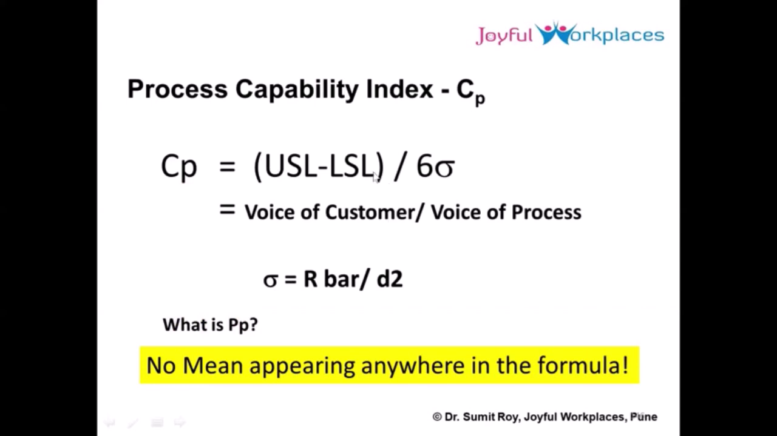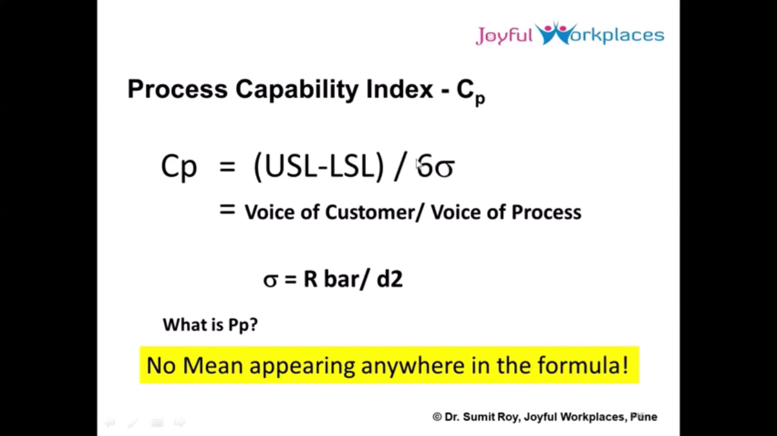As I told you, 6 sigma is nothing but the difference between the upper control limit and the lower control limit. What is the upper control limit? X bar plus 3 sigma. What is the lower control limit? X bar minus 3 sigma. So upper control limit minus lower control limit is what? X bar gets cancelled. So 3 sigma plus 3 sigma is equal to 6 sigma. So if USL minus LSL is numerically bigger than 6 sigma, your process is capable. If USL minus LSL is lesser than 6 sigma, your process is not capable.